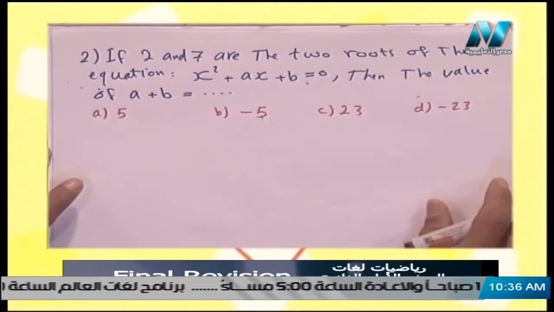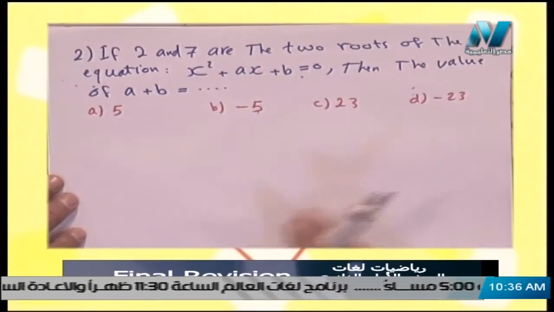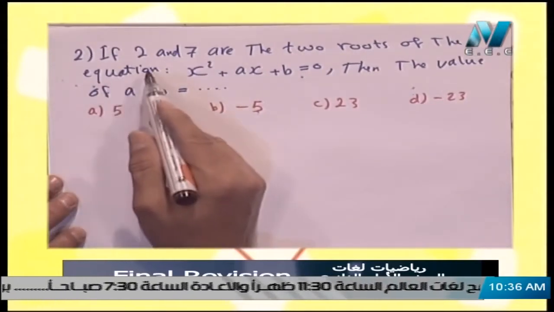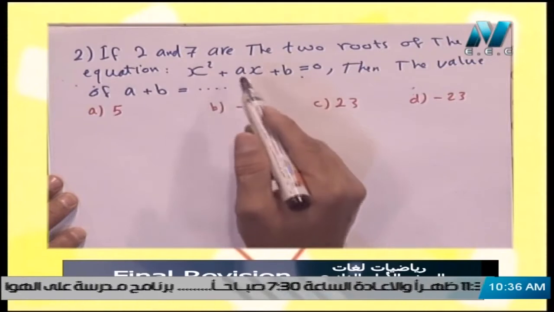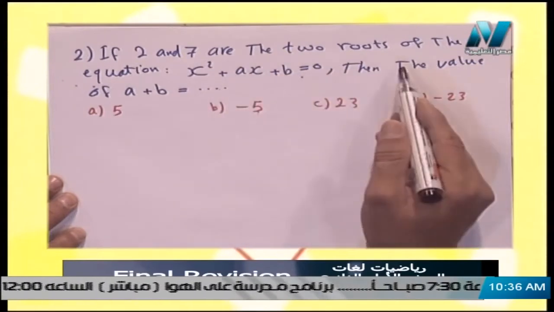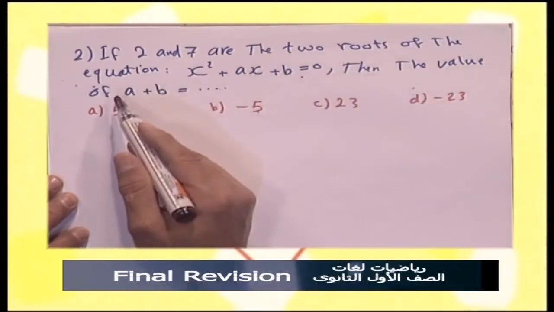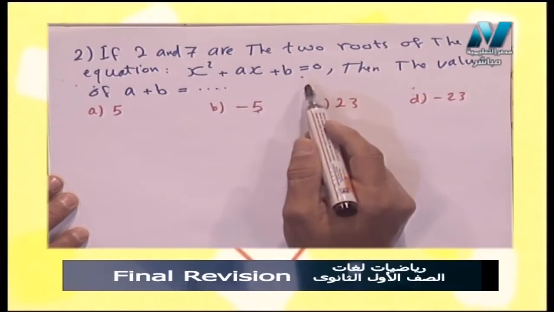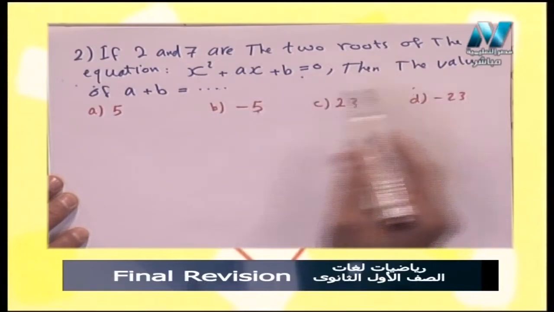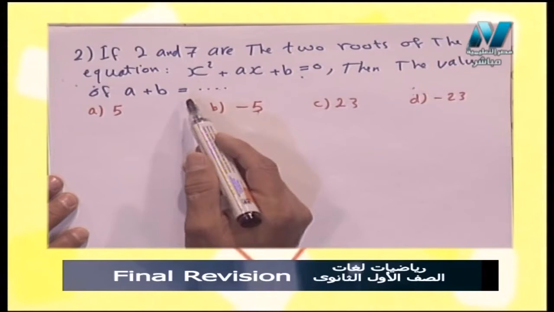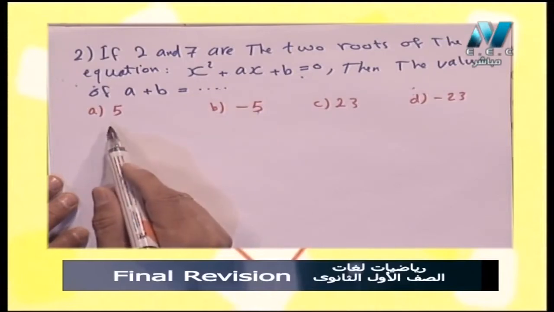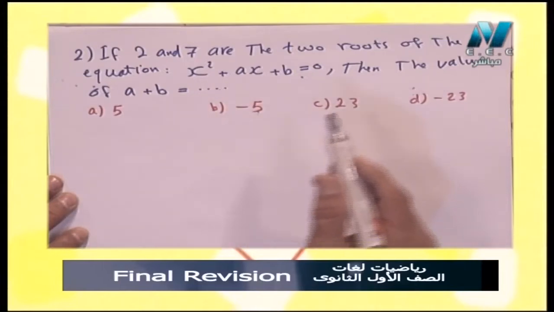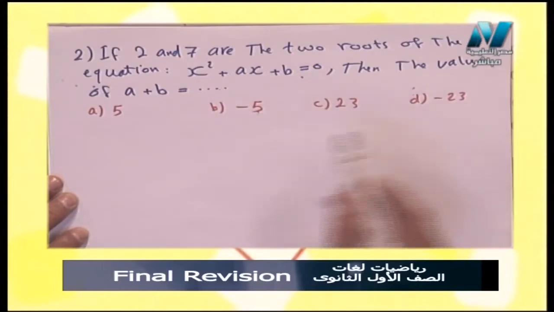The question number 2 here. The question number 2 says that 2 and 7 are the two roots of the equation x power 2 plus ax plus b equals 0. Then the value of a plus b equals what? Is it equal 5, negative 5, 23, or negative 23?